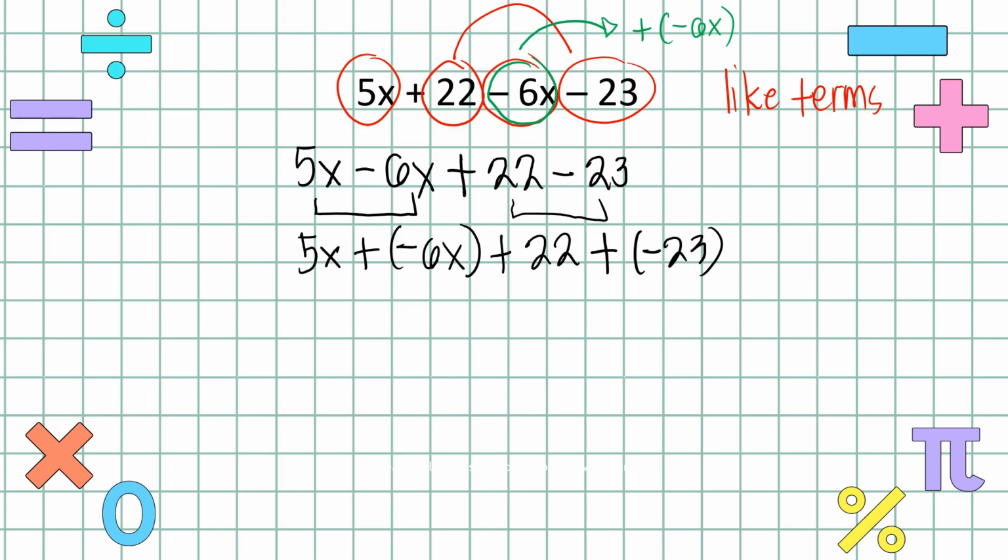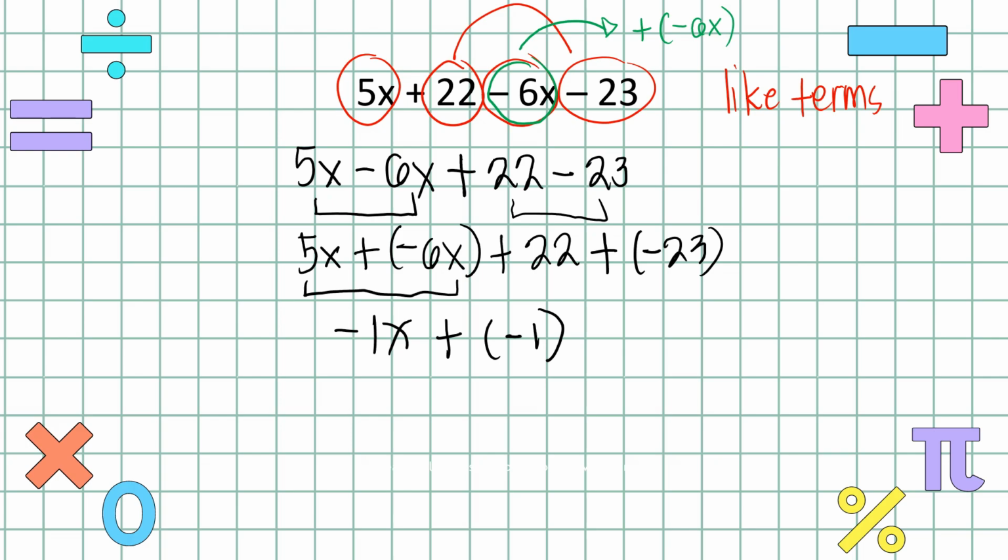And same process or same idea will be applied here. The only difference is that here we have a common variable. So simply copy the common variable and then do the operation on the coefficients. So 5 plus negative 6, that's negative 1. So we'll have negative 1x, and then positive 22 plus negative 23, that gives us a negative 1.